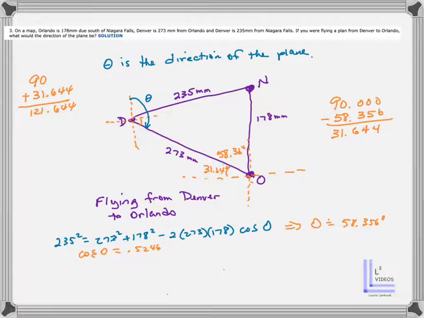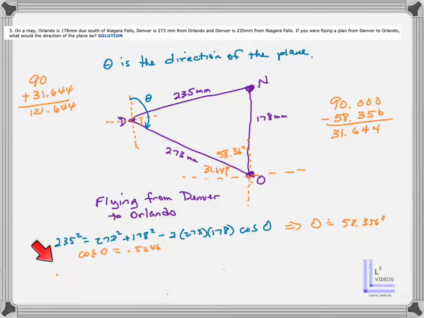Now, I guess you really could have found another one too. I just picked that one. You could have found angle N and done it differently, but still end up with the same answer. So anyway, what I did is I found angle O. So here's the law of cosines work.